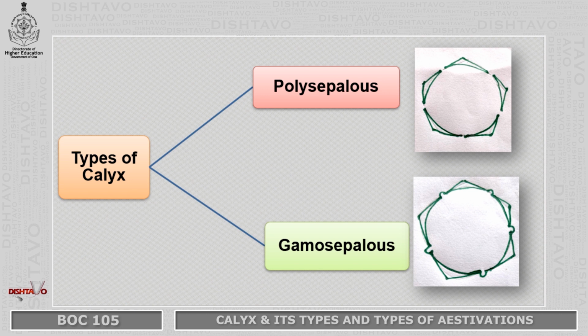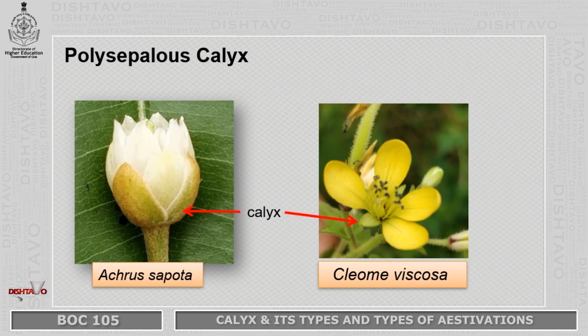The calyx in a floral diagram is indicated by a triangle. When the calyx is free, these triangles are little apart from each other, or they are just touching each other. And in case of a gamosepalous calyx, the diagram shows the sepals fused to one another.